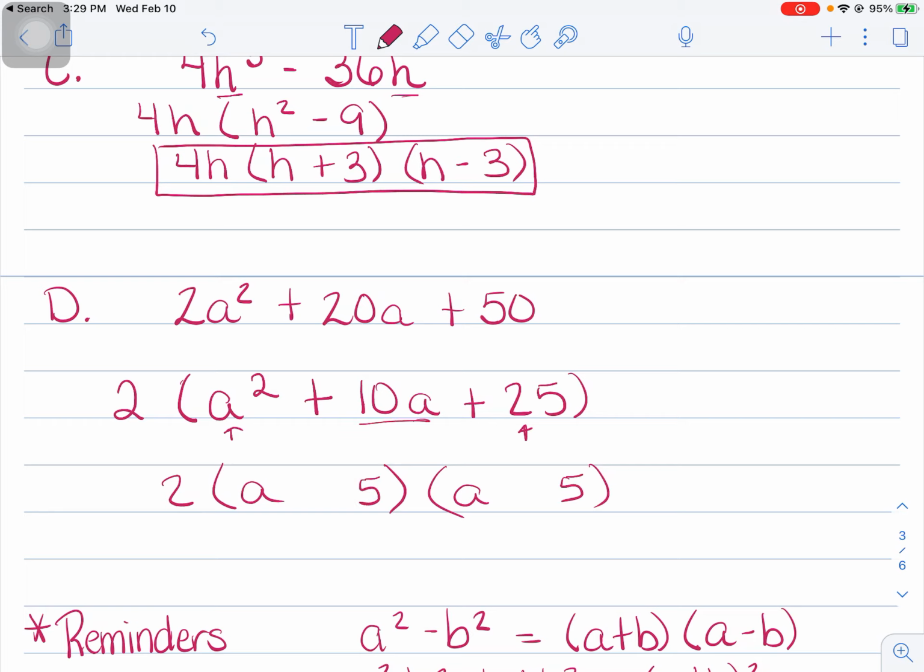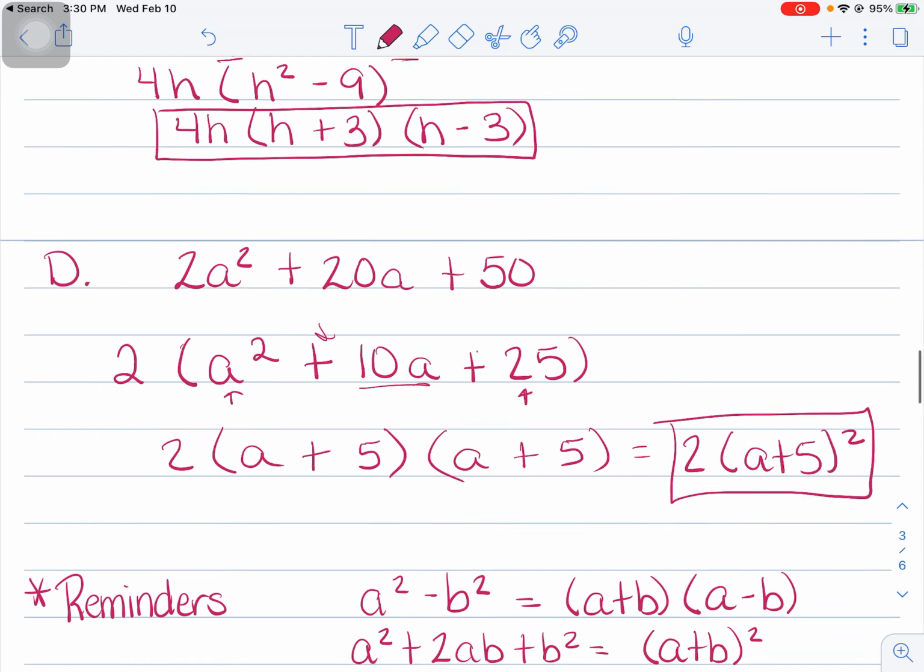And I need a middle term, so I can't have one negative, one positive, and I need that middle term to be positive, so I know both of these have to be positive. This is positive and this is positive. So I can rewrite this as 2 times a plus 5 squared, and that would be an acceptable answer as well.